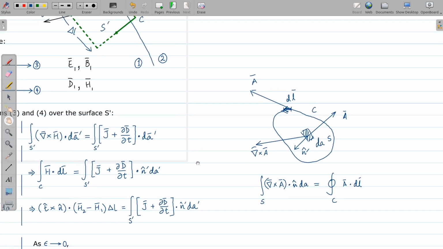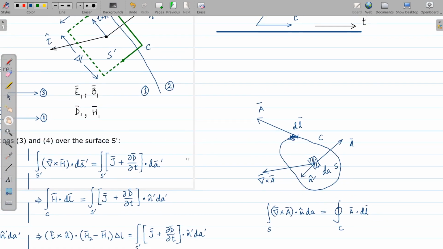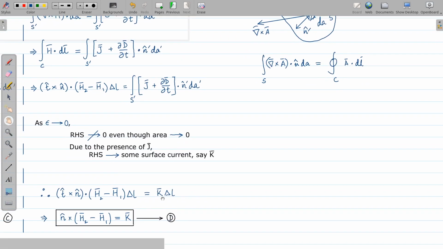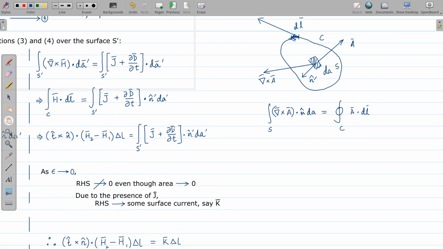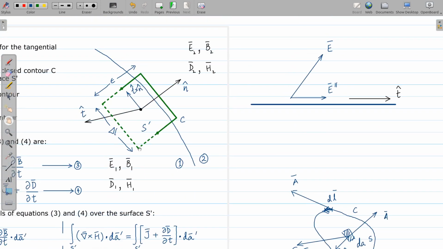So current density times area is the same as surface current times length, right? Essentially, this surface integral term is going to be 0, but what is left behind is J dot n cap prime times dA. That is going to give us some kind of a current.